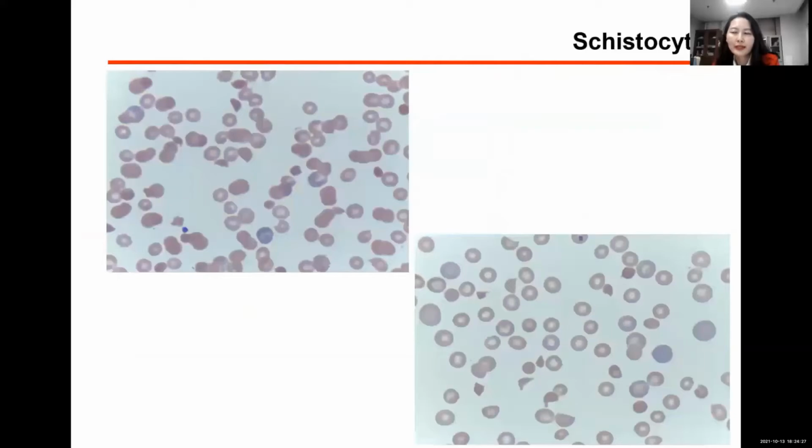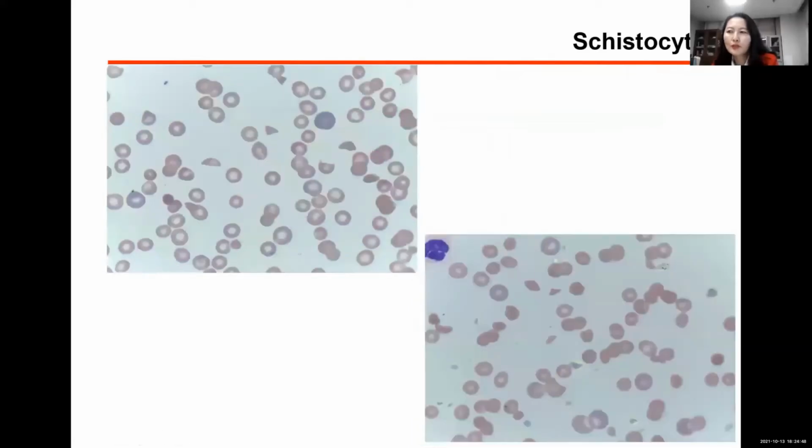Under the microscope, you can see many schistocytes. These are schistocytes. These schistocytes appear fragmented. They are small and irregular. You also can see these larger blue-gray cells. They are called polychromatophilic red cells. They are really reticulocytes.